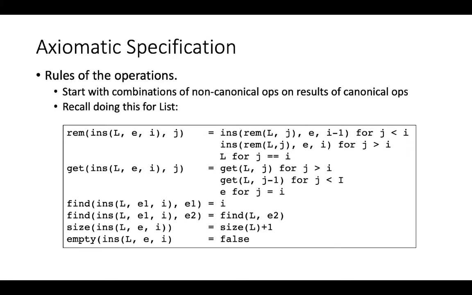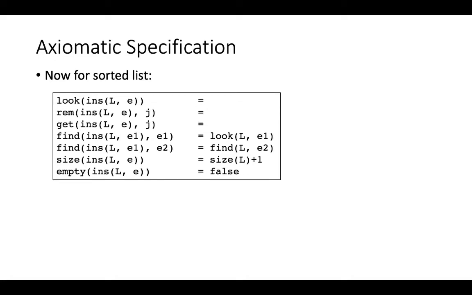So the idea here now is, can we do the same thing for sorted lists? So here is the sorted list. These are all the same axioms, all the same combinations. But now let's think about what this means for sorted lists. You'll notice that I've actually used lookup as a building block for one of my other axioms.